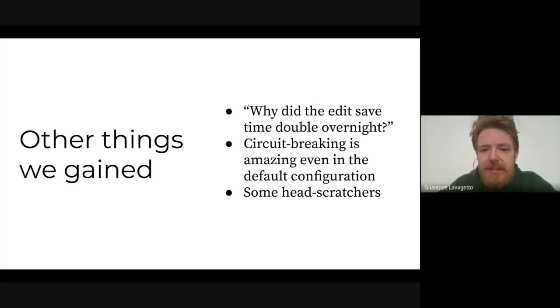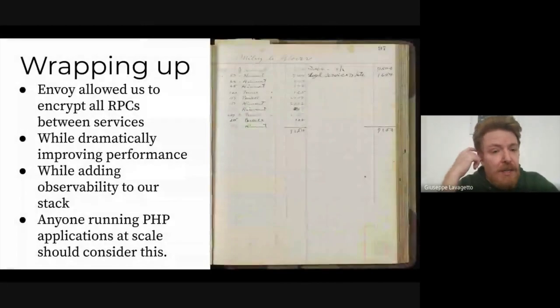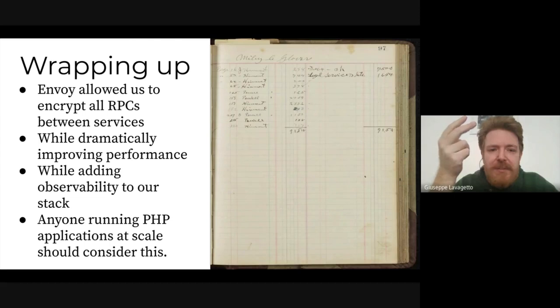Finally, just one notice. I want to say that we still have some edge scratchers. That's normal. That's expected when you're transitioning to use something completely new. It will take time to iron them all out. But overall, I think this was an unmitigated success. By using Envoy, we were able to encrypt all the communications between our services, to add a lot of observability to them, and we were able to dramatically improve the performance of our PHP applications. And really, anyone running a PHP application at scale should think of doing something like this.